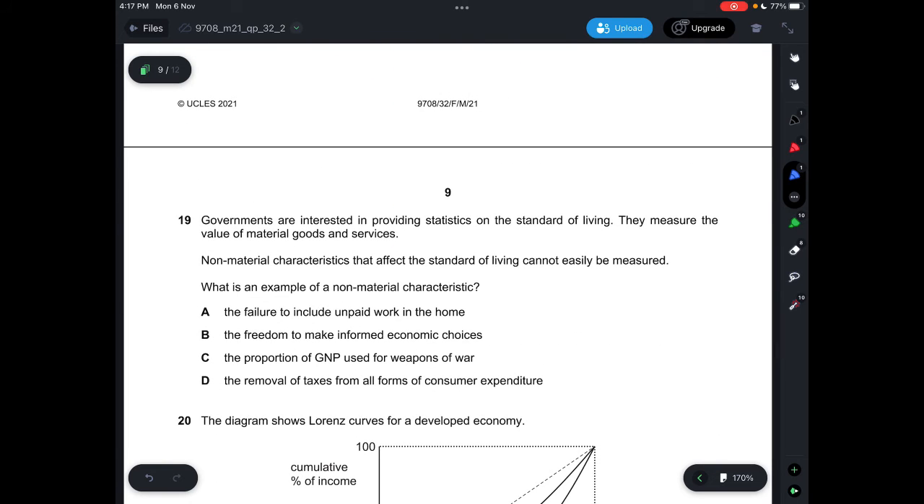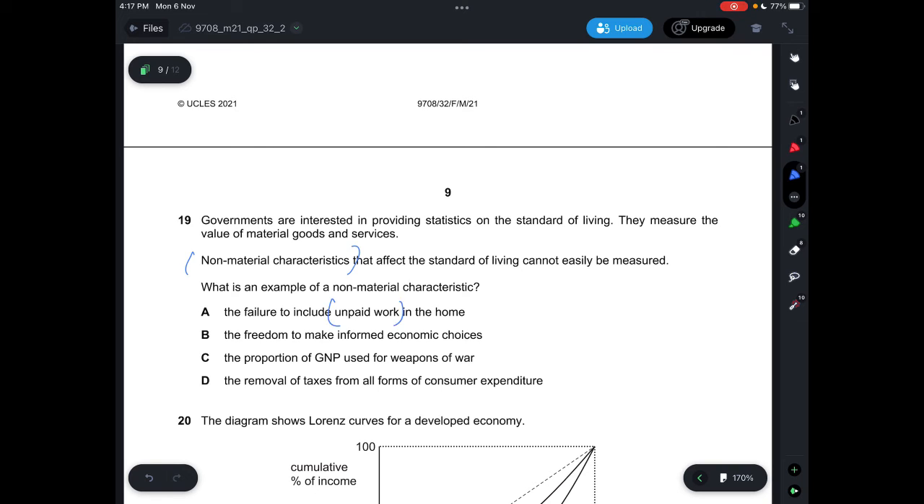Question 19. Governments are interested in providing statistics on the standard of living. They measure the value of material goods and services, and non-material characteristics that affect the standard of living cannot easily be measured. Non-material means that it's not physical or not visible. So what is an example of it? So A says the failure to include unpaid work in the home.